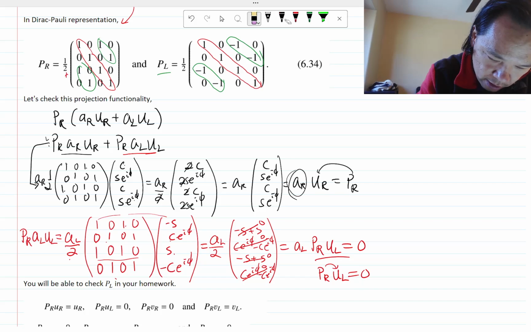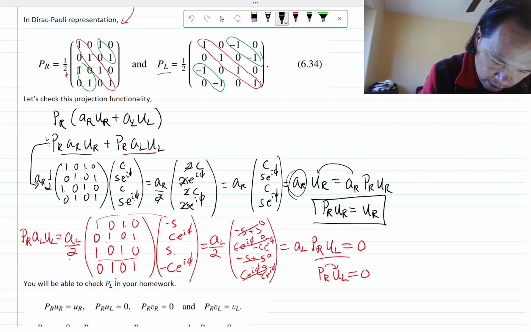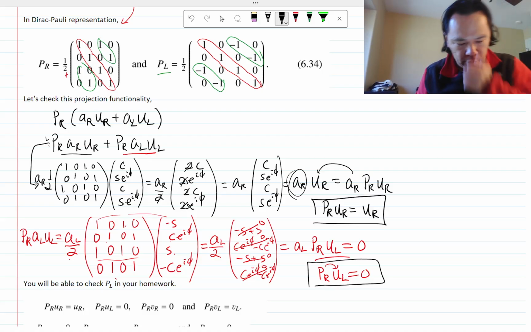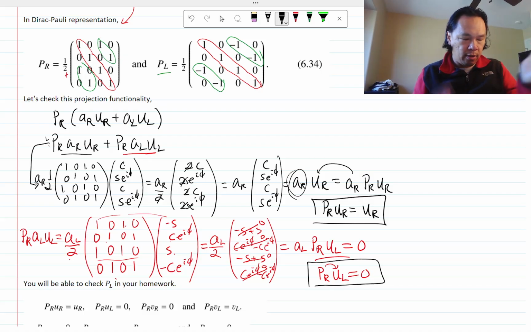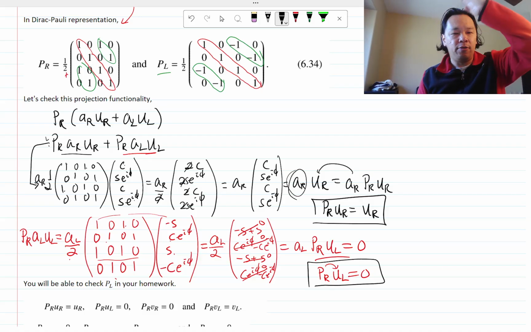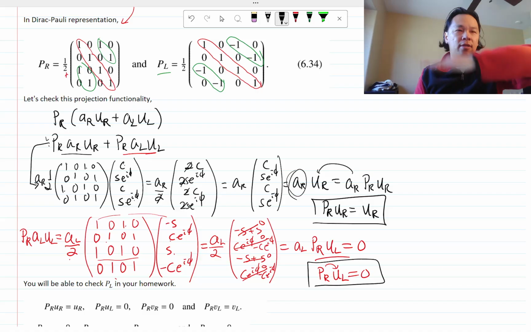Oh, and up here, I forgot this stuff up here. This is AR, PR, UR. So PR on UR gives you the same thing back, whereas if you project onto the different basis, you get 0. The analogy I want you guys to have is that if you have a vector that's already along the x direction, and you project it along the x direction, you're going to get the same thing.